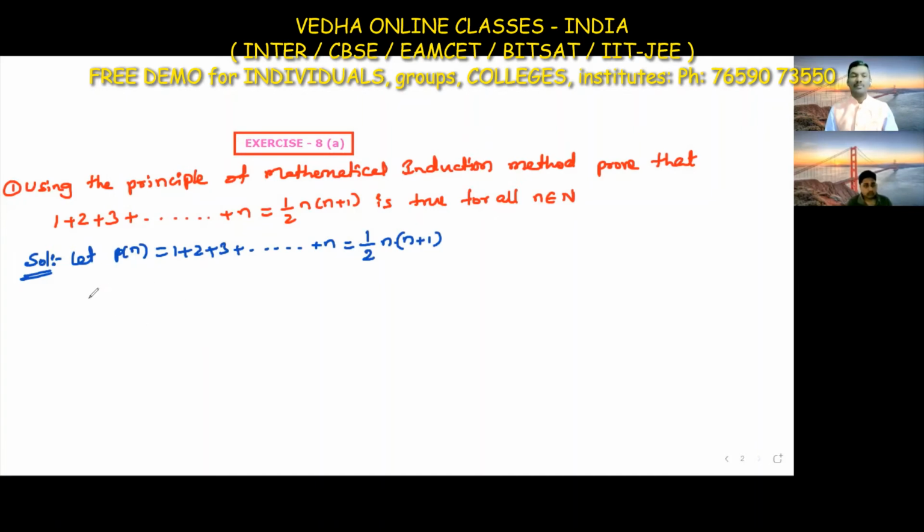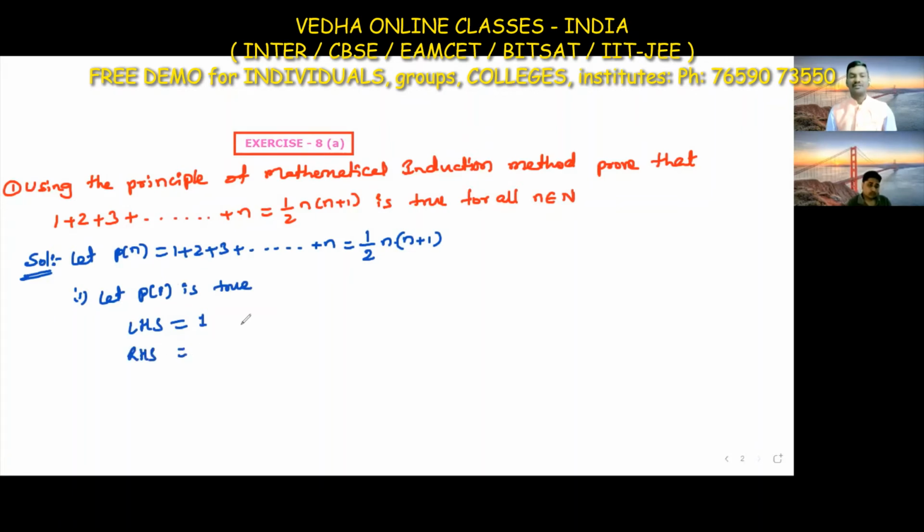Now the first step: let P of n be true for n is equal to 1, or P of 1 is true. Take the LHS part. We have to take only one term. N is equal to 2 means take two terms and add, 1 plus 2. If n is equal to 3, take 1 plus 2 plus 3. If n is equal to 4, take 1 plus 2 plus 3 plus 4. Like that. N is equal to 1 means we take only one term, that is 1.